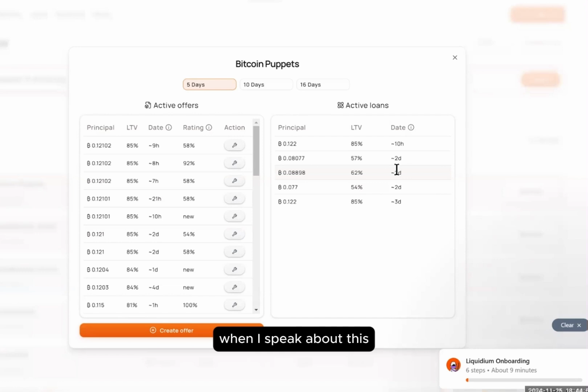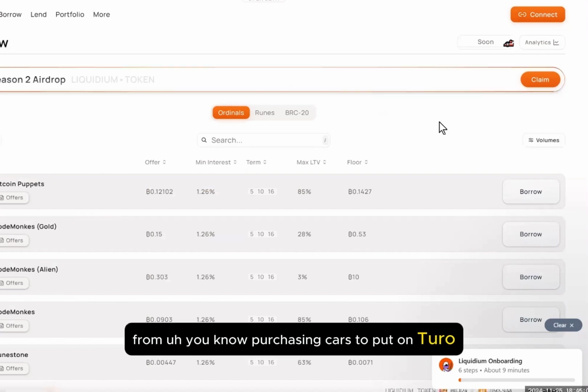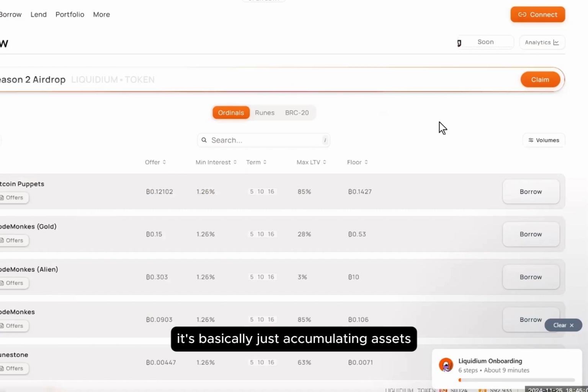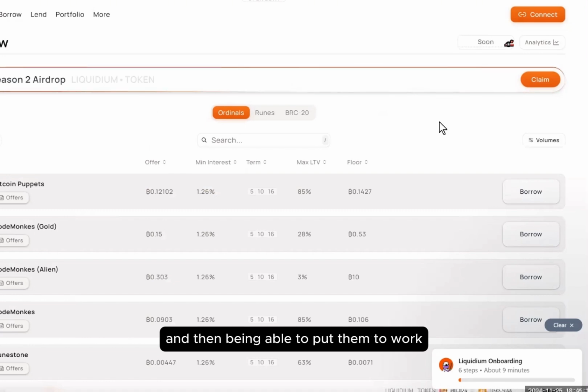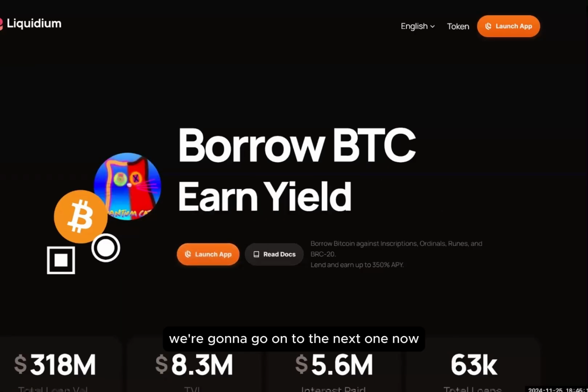So when I speak about this and the importance of this in liquidity, being able to put yourself in position to have assets that are worth borrowing is no different from buying real estate, or purchasing cars to put on Turo. It's basically just accumulating assets and then being able to put them to work. So that's what this platform does in simple form. We're gonna go on to the next one.